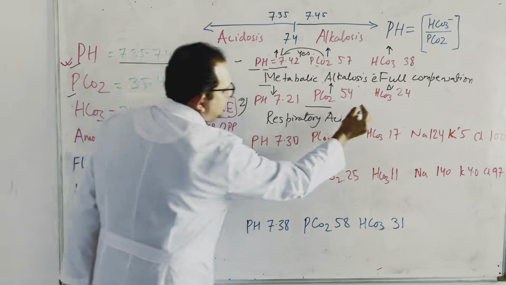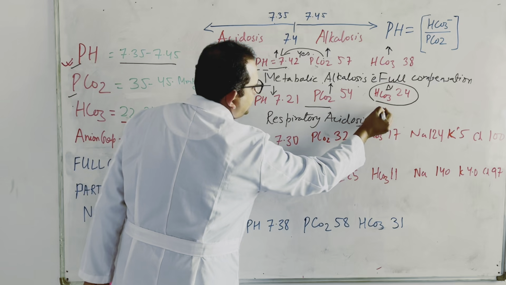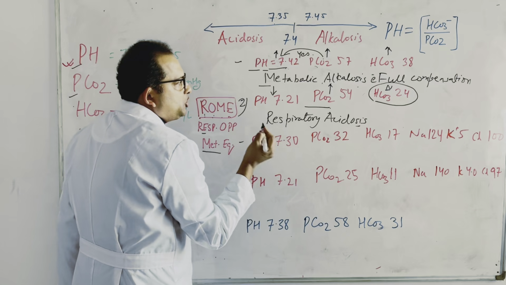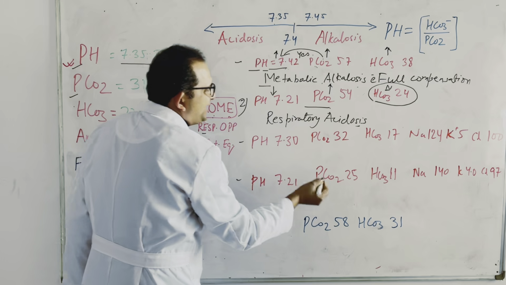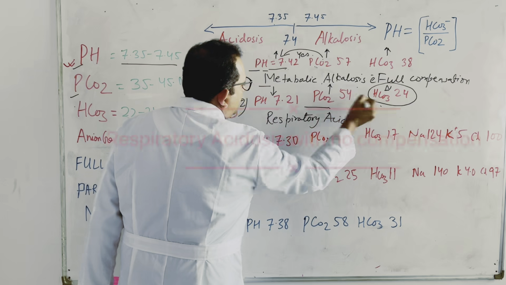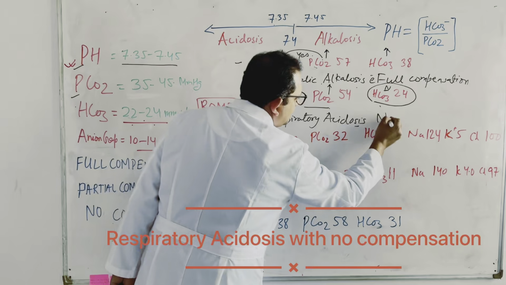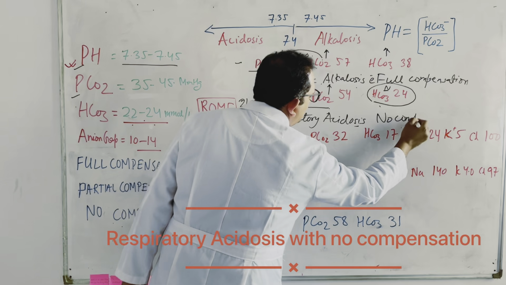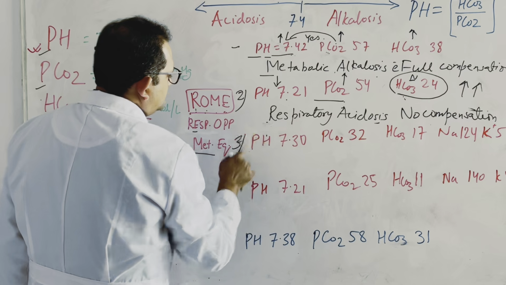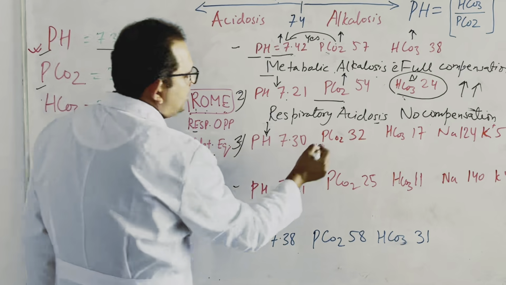pH. But here if you look at the bicarbonate, it is normal. This means there is no compensation going on. Why? Because bicarbonate is normal, it's not increased, and pH is also decreased. That means it's a no compensation. pH is low.